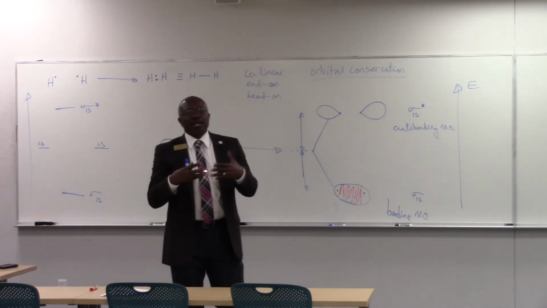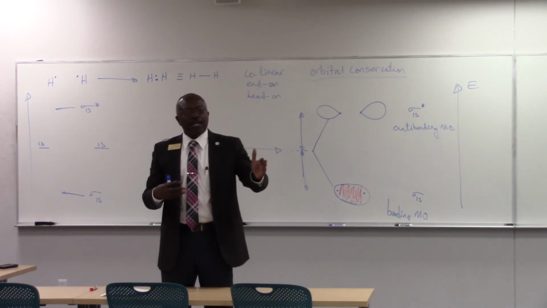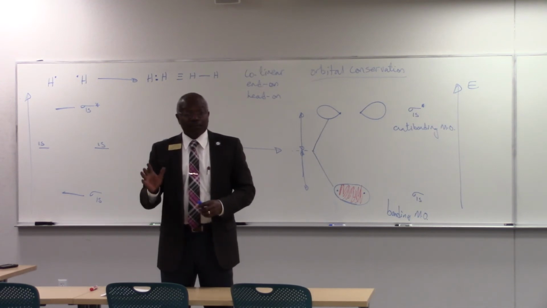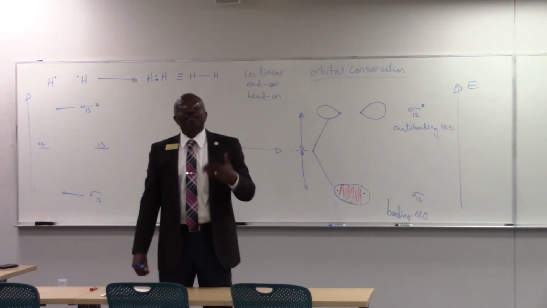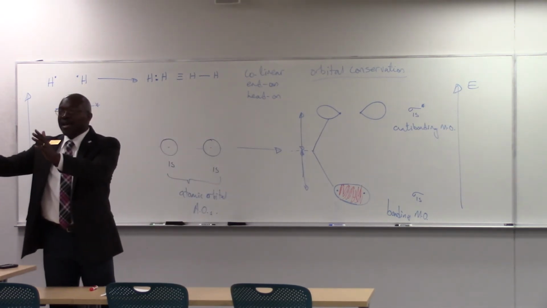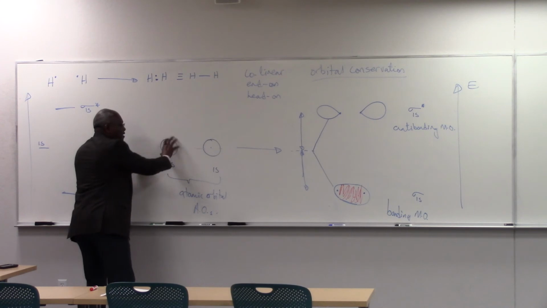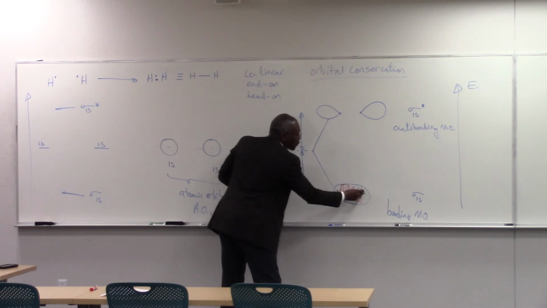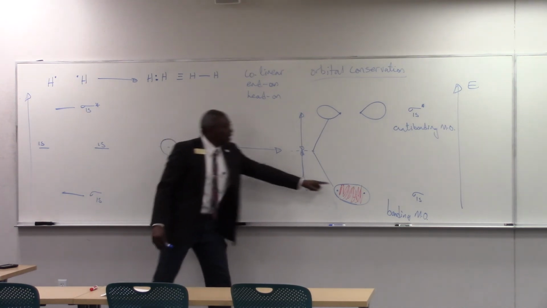When the two 1s's come together and they merge to form the sigma 1s and the sigma star 1s, the 1s's are gone. Right? The original houses for the electrons have vanished. And in their stead, there now lie two new orbitals. What was once atomic orbitals, localized on the hydrogen atoms, are now molecular orbitals that encompass both nuclei. So I've gone from atomic orbitals to molecular orbitals.